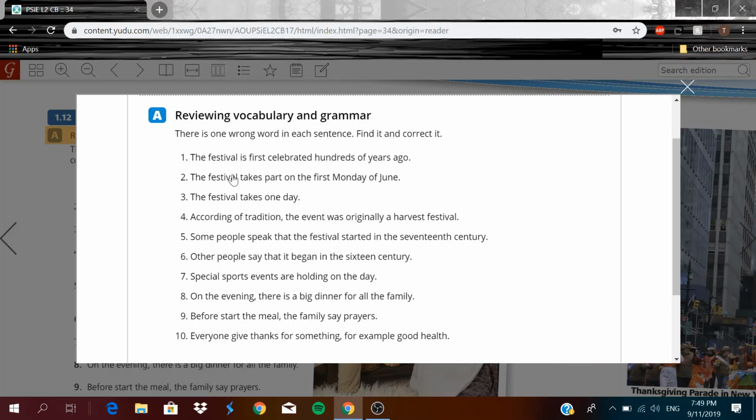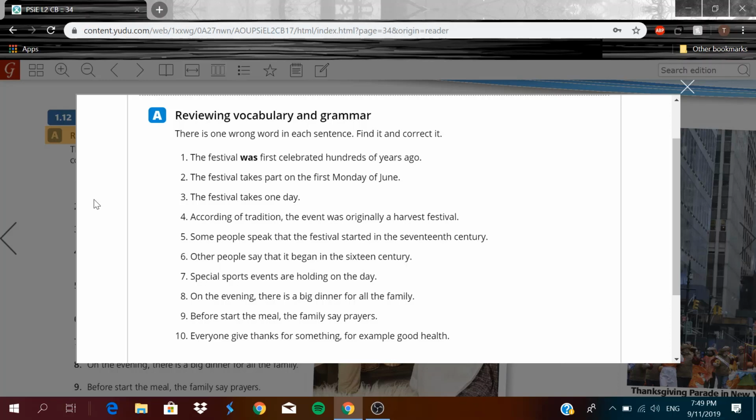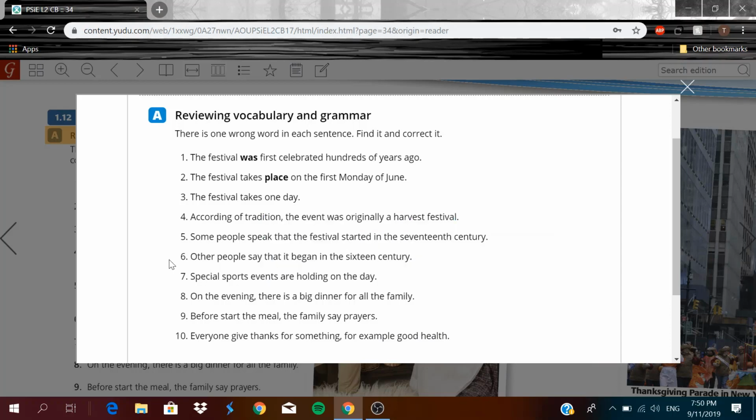So let's start with number 1. So we have, the festival is first celebrated hundreds of years ago. Where do you guys think the problem is? That's correct. Is is wrong here. It's in the past, so we'll say was. Okay, so the festival was first celebrated hundreds of years ago. Let's go to number 2. The festival takes part on the first Monday of June. What do you guys think? That's correct. Part here is wrong. It takes place, not part. Okay? So, takes place on the first Monday of June.